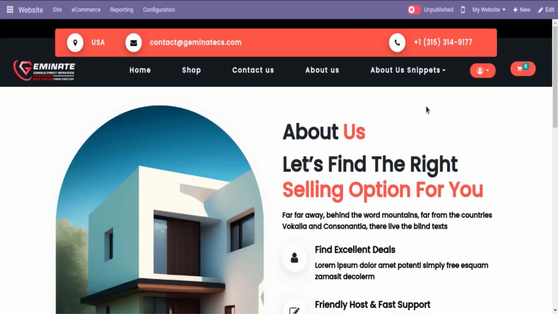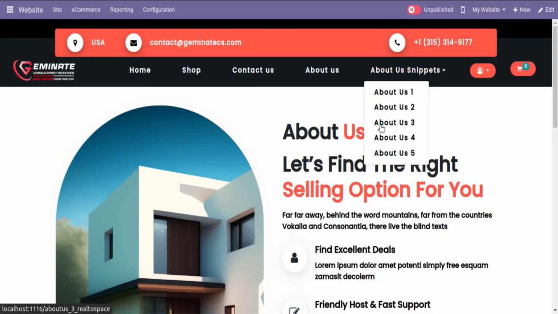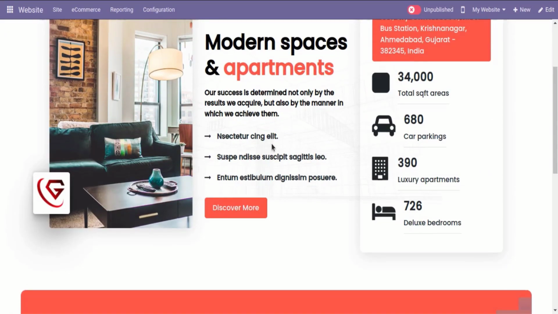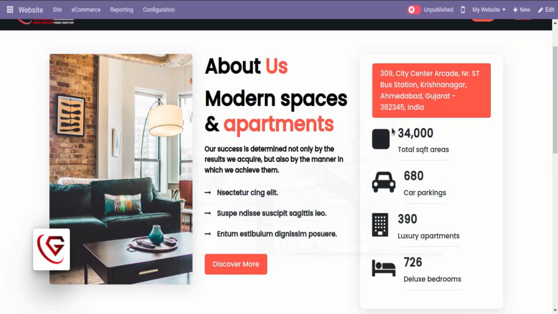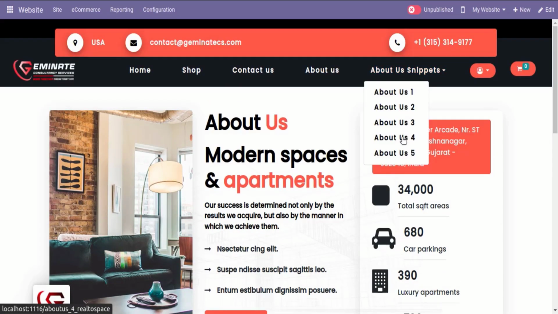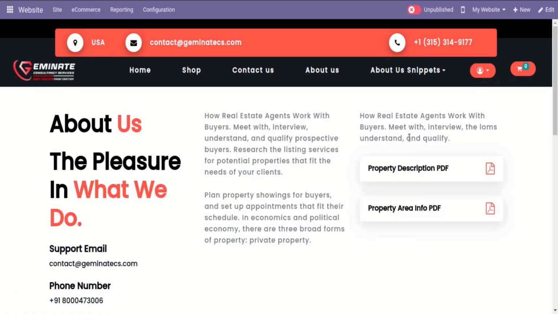Let's go to the next snippet of the About Us. Let's take a look at About Us 3 Snippet's attractive design. Let's go to the next snippet of the About Us. Let's take a look at About Us 4 Snippet's attractive design.